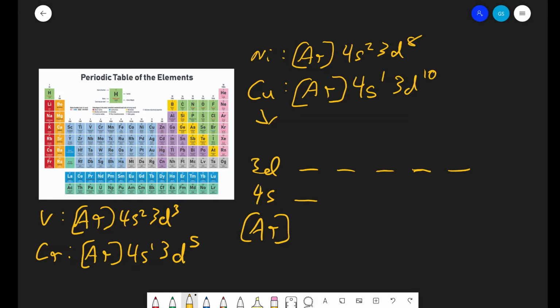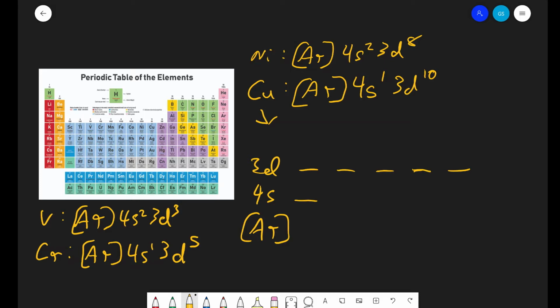Before we get into those examples, I just wanted to talk about something very interesting in chemistry in general, and that's exceptions. There are a lot of exceptions in chemistry. What would chemistry be without exceptions? And of course, exceptions are going to happen with electron configuration as well.